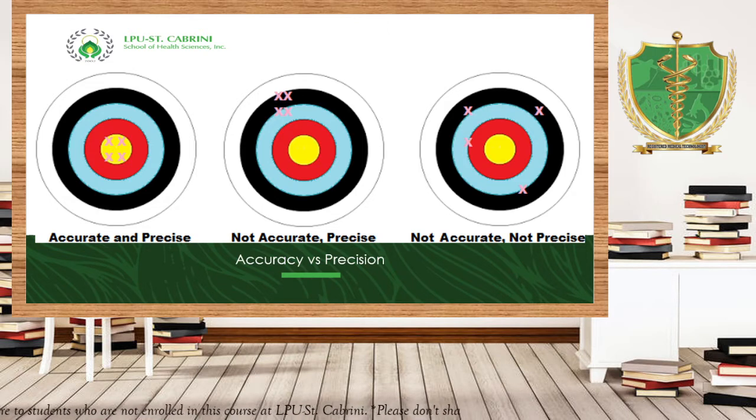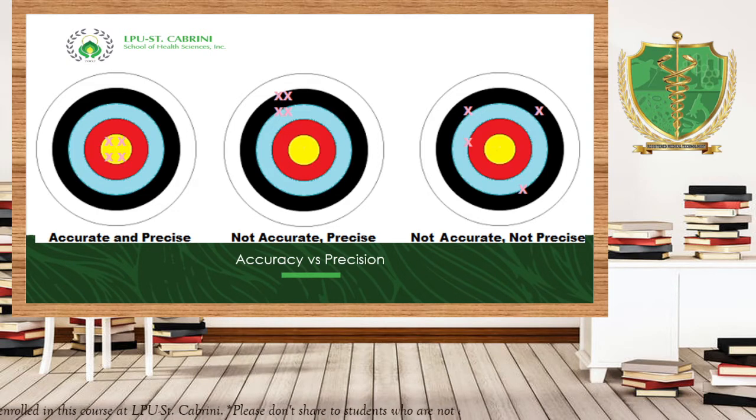The third or last picture shows not accurate and at the same time not precise. Not accurate because none of the assayed values are within the acceptable range or within the target area, and the results are away from each other. Okay, so that is the concept of accuracy and precision.